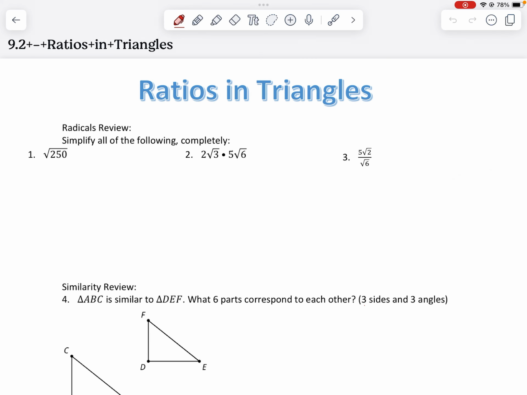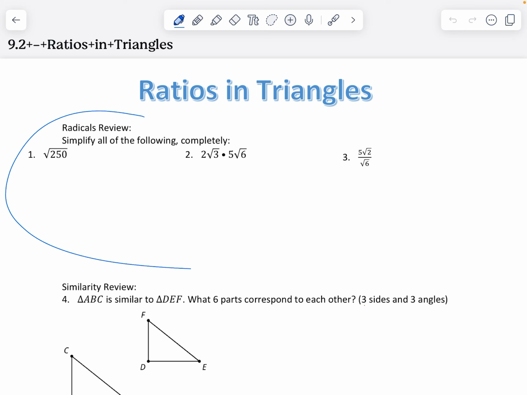All right, here we are with the third lesson of this week. It's called Ratios in Right Triangles. This lesson is a little weird, I'm not gonna lie. So I'm gonna try and explain to you kind of what you're supposed to get out of this. There is a lot of review in here.